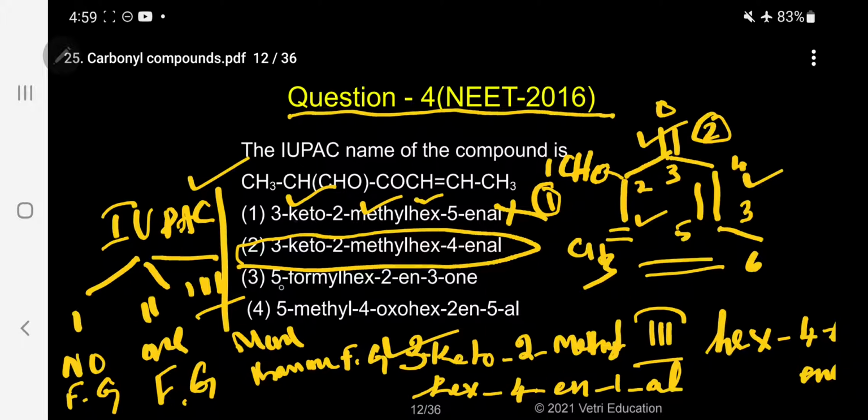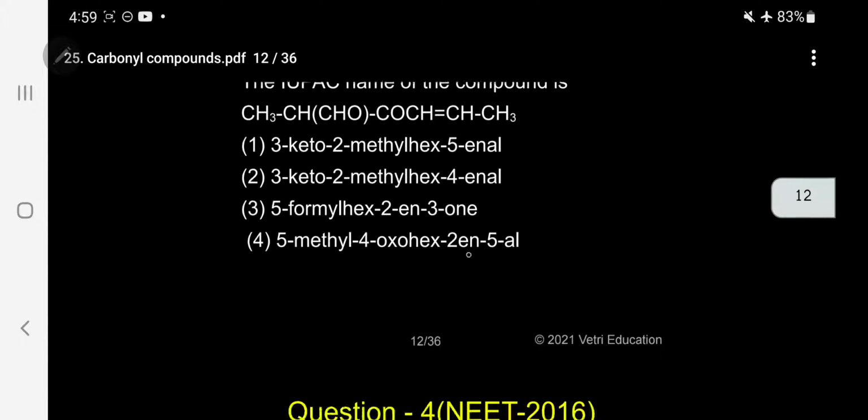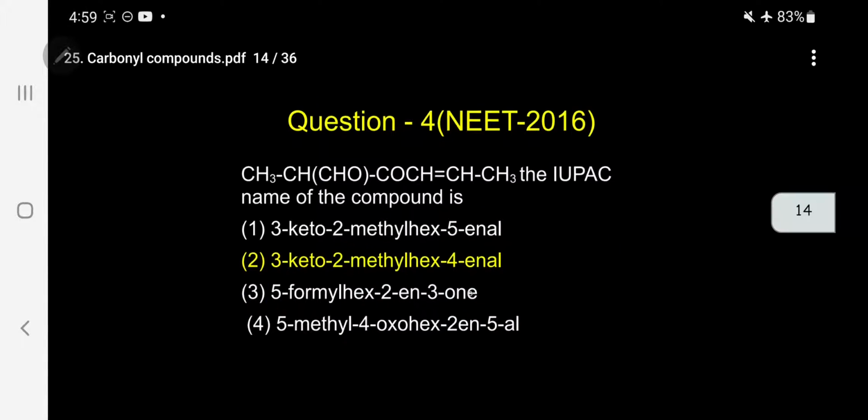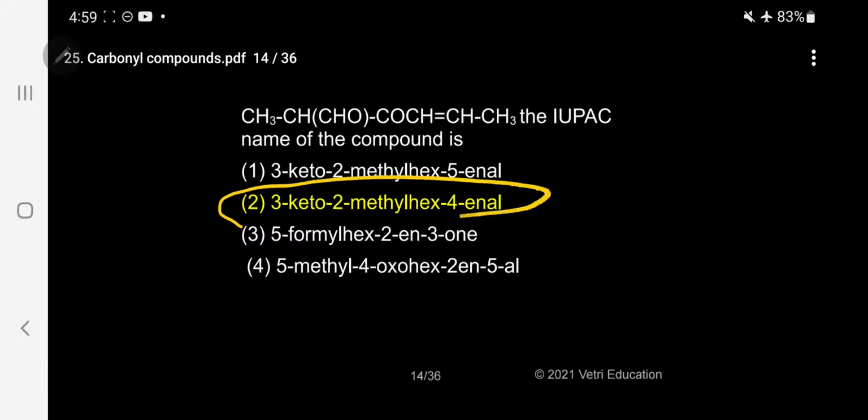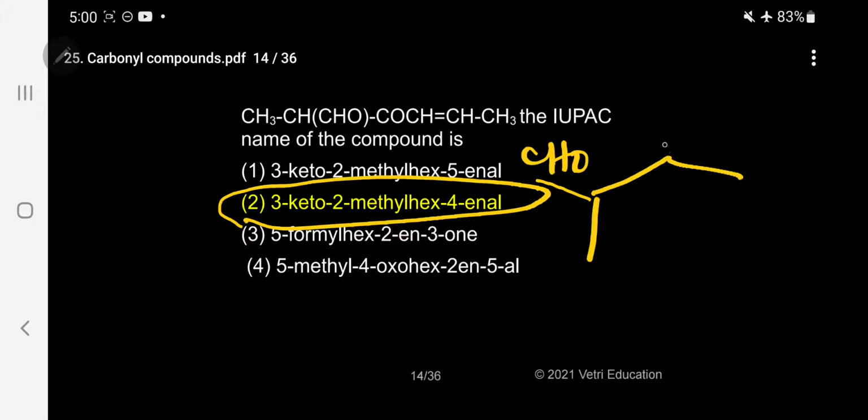So this is 5-formyl, no. This is 5-methyl, no. So option 2 may be the correct answer. Kindly follow, this is the correct answer. Please follow: 3-keto, CHO, double bond. So this is the structure.